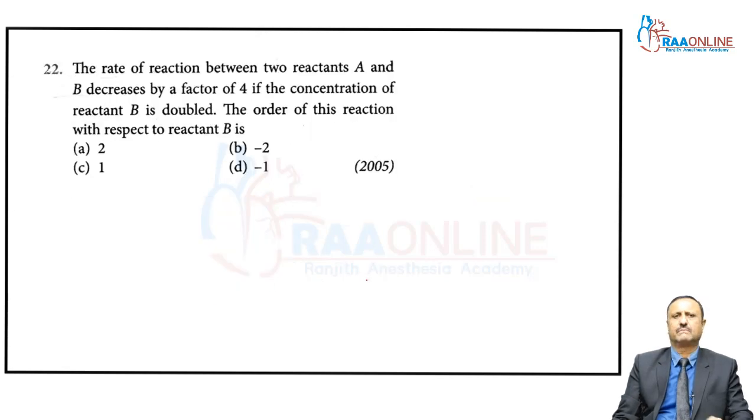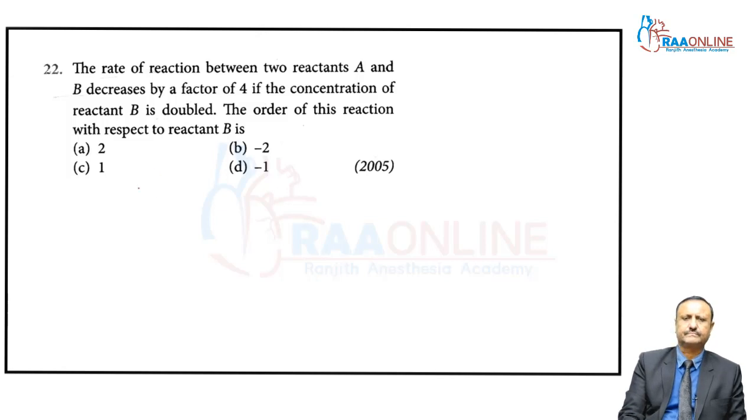Now, we can see question number 22, my dear friends. The rate of reaction between two reactants A and B decreases by a factor of 4 if the concentration of reactant B is doubled. The order of the reaction with respect to reactant B is? My dear students, here you can see the rate of reaction between two reactants A and B decreases by a factor of 4.